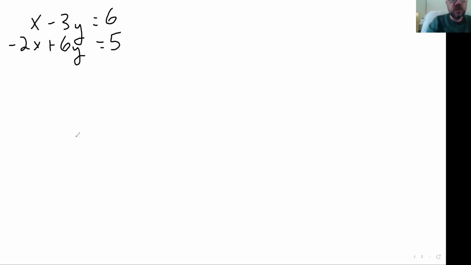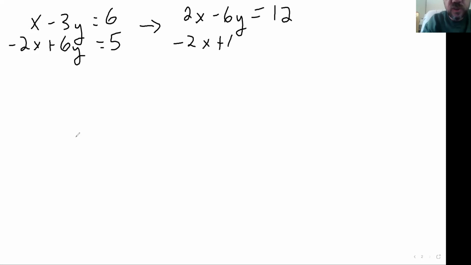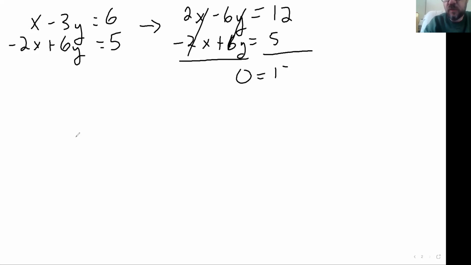So let's do that. My top equation multiplied by 2 gives me 2x minus 6y equals 12. And my bottom equation is minus 2x plus 6y equals 5. And you can probably see what's going to happen here. When I add them together, the x's cancel, but the y's also cancel, right? Minus 6y plus 6y is 0. And so I end up with 0 equals 17.